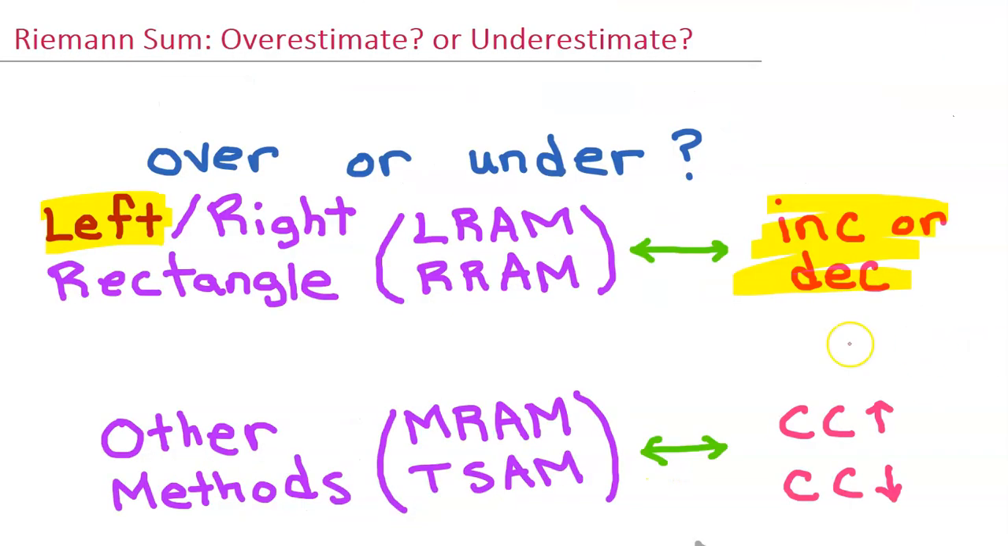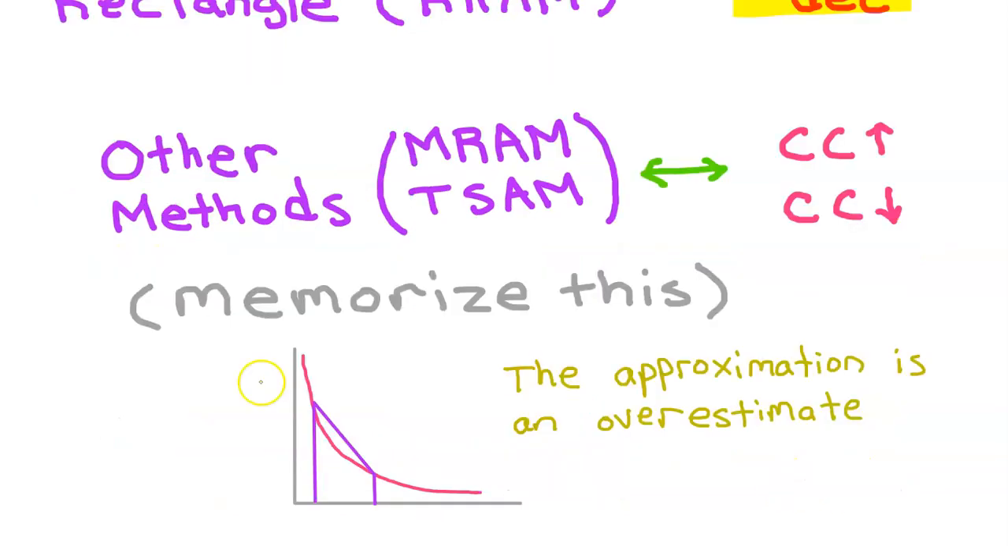So to continue the side lesson, notice that the other methods, the midpoint rectangle approximation method or the trapezoidal sum approximation method, will give you an overestimate or an underestimate depending on whether the curve is concave up or concave down. For example, imagine that we did the trapezoidal sum approximation instead. So here's a trapezoid drawn. We can tell that this trapezoid is giving us an overestimate because it includes a little extra area above the curve. So the approximation is an overestimate.